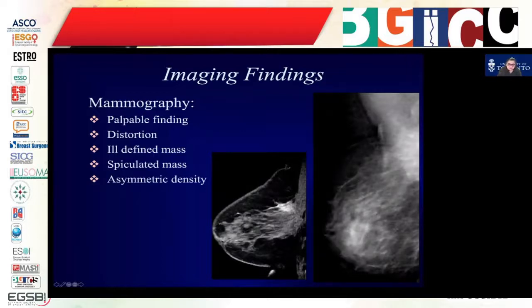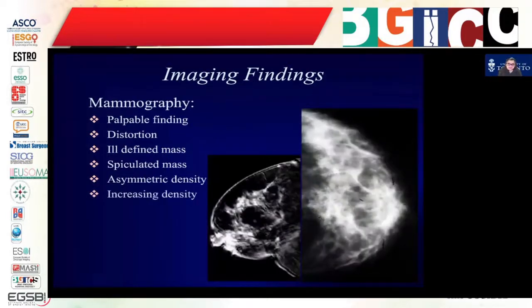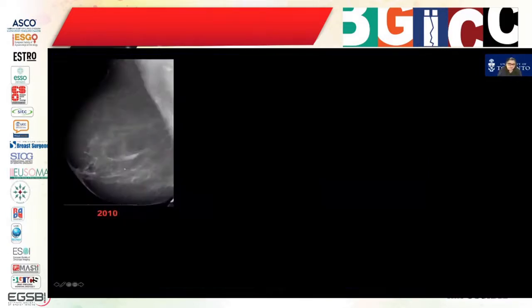And here's an example of an asymmetric density, an enhancing non-mass along the superior aspect of the right breast. It can present as a gradually increasing density. It may present as a gradually shrinking breast. This is a quite classic appearance of invasive lobular carcinoma, and you can see on MR, it's a locally advanced breast cancer involving the nipple, quite extensive.